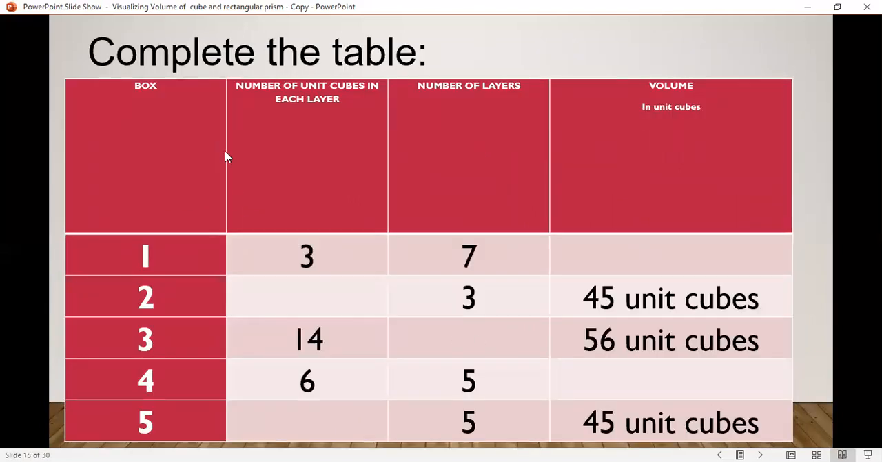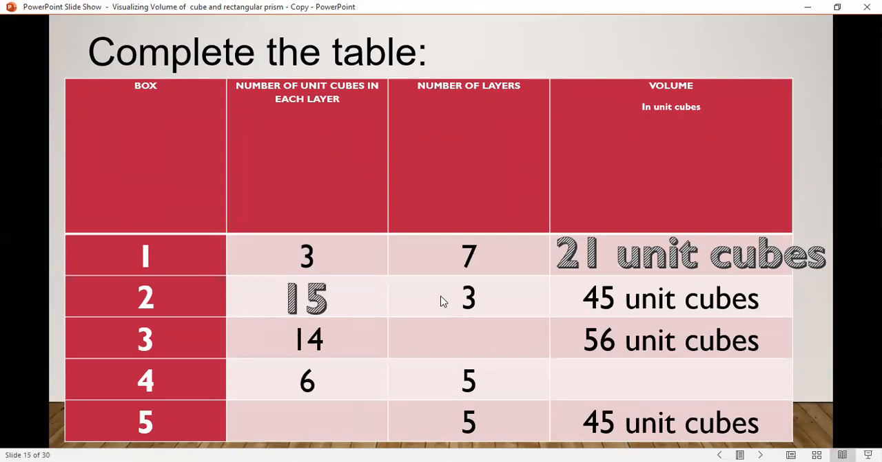Complete the table. Given number 1, number of unit cubes in each layer and number of layers. To get the volume, multiply 3 times 7, 21 unit cubes. Number 2, given number of layers and volume. To get the number of unit cubes in each layer, divide the volume by the number of layers. 45 unit cubes divided by 3 equal to 15.